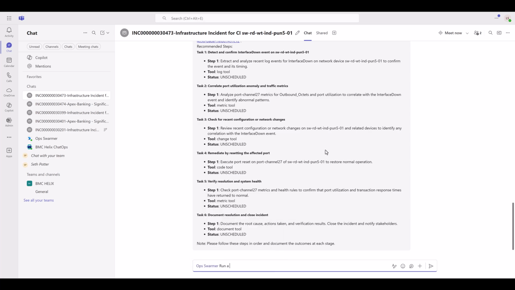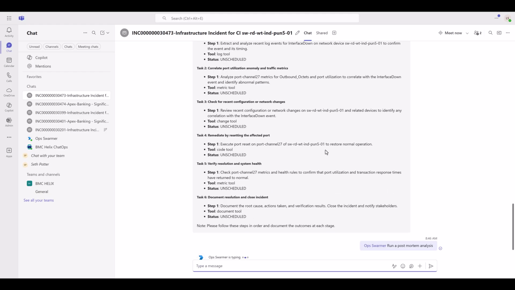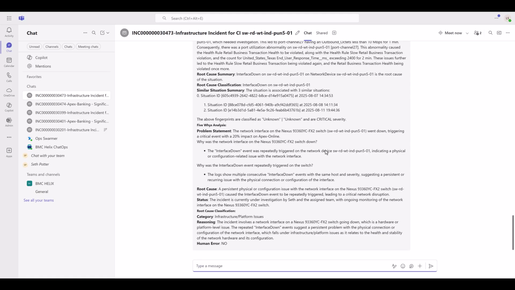One of the most time-consuming jobs for Liam is gathering the information for the postmortem analysis. With Ops Swarmer, all he has to do is ask the agent to provide it, and he gets a detailed breakdown of the issue, the reasoning behind the findings, and whether it was caused by human error.